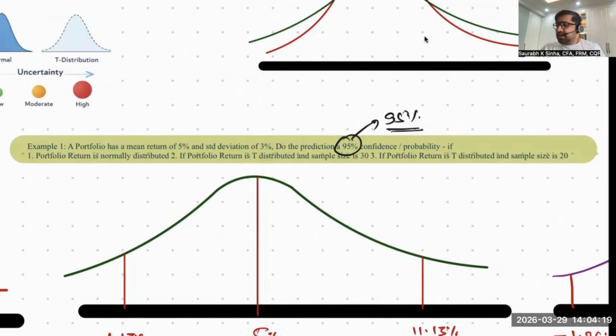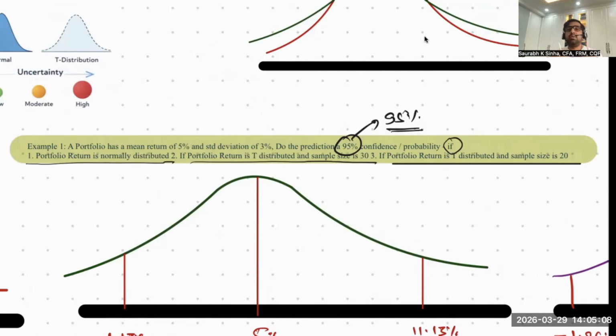So you have to do the prediction in three different scenarios. The first scenario is if the portfolio return is normally distributed. The second is if the portfolio return is t distributed with a sample size of 30, which could be thought of as, okay, you cannot assume a normally distributed portfolio return, so you are falling back to t distribution, but the sample size is 30, which means the portfolio has 30 stocks, not 35 or 40. Or you can think that the number of days of returns I have chosen to calculate the mean return is 30, not greater than 30. So you have to fall back to t distribution. And the third scenario is if the portfolio return is t distributed, but the sample size is 20.